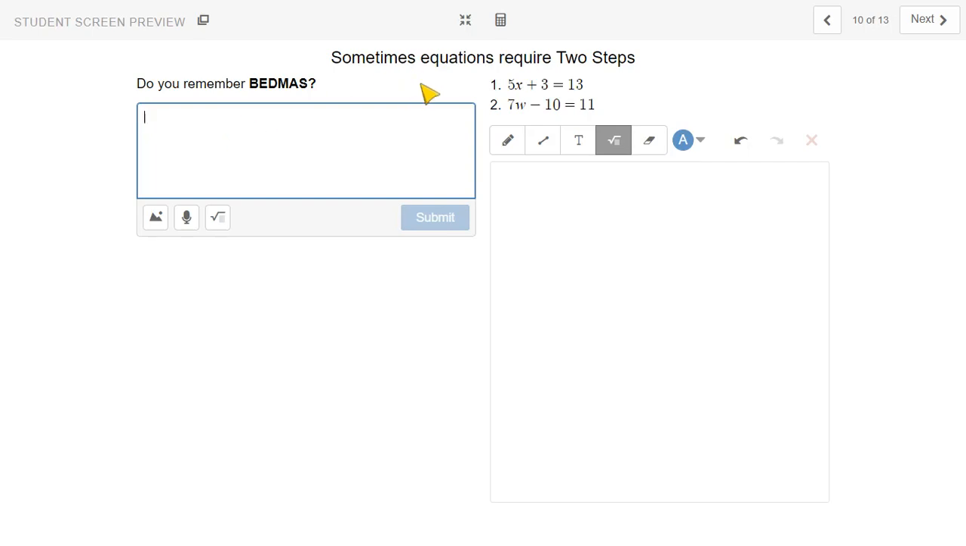Sometimes we're going to have to apply two steps to solve our equation. Now let's quickly recall. You remember BEDMAS? BEDMAS was the order of operations when we're solving for an expression.